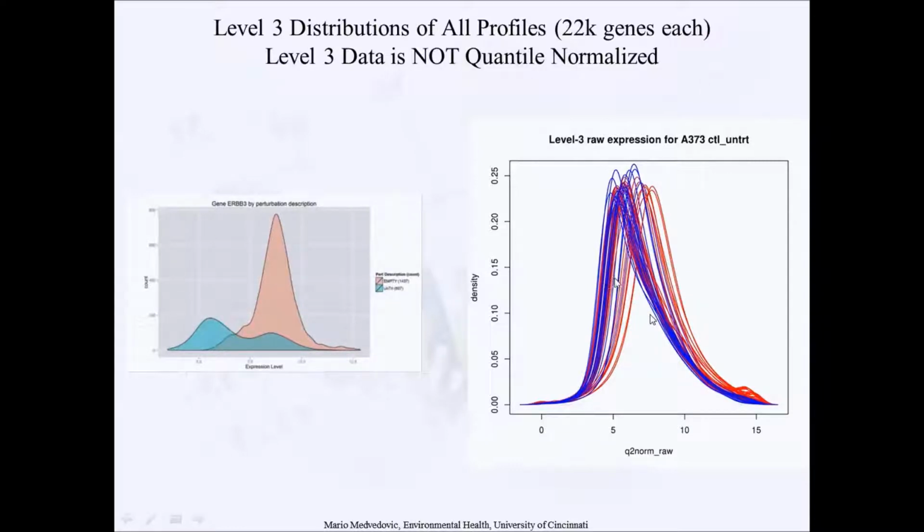So theoretically, this could account for a subset of these measurements for ERBB3 behaving differently, right? If, for example, the overall distribution of these measurements for a subset of these profiles is shifted significantly from the majority. So that was the first thing we checked.